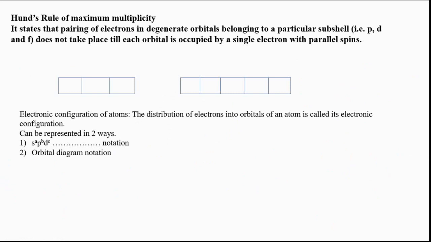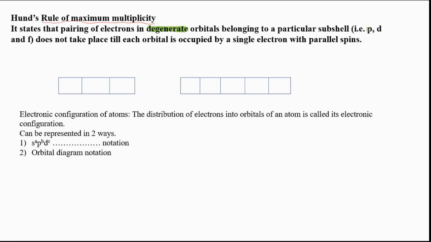Now the last rule that we have to apply when we are trying to fill the electrons is Hund's rule of maximum multiplicity. Now what does this rule state? It states that the pairing of electrons in degenerate orbitals, and degenerate we had learned means having the same energy, belonging to a particular subshell.